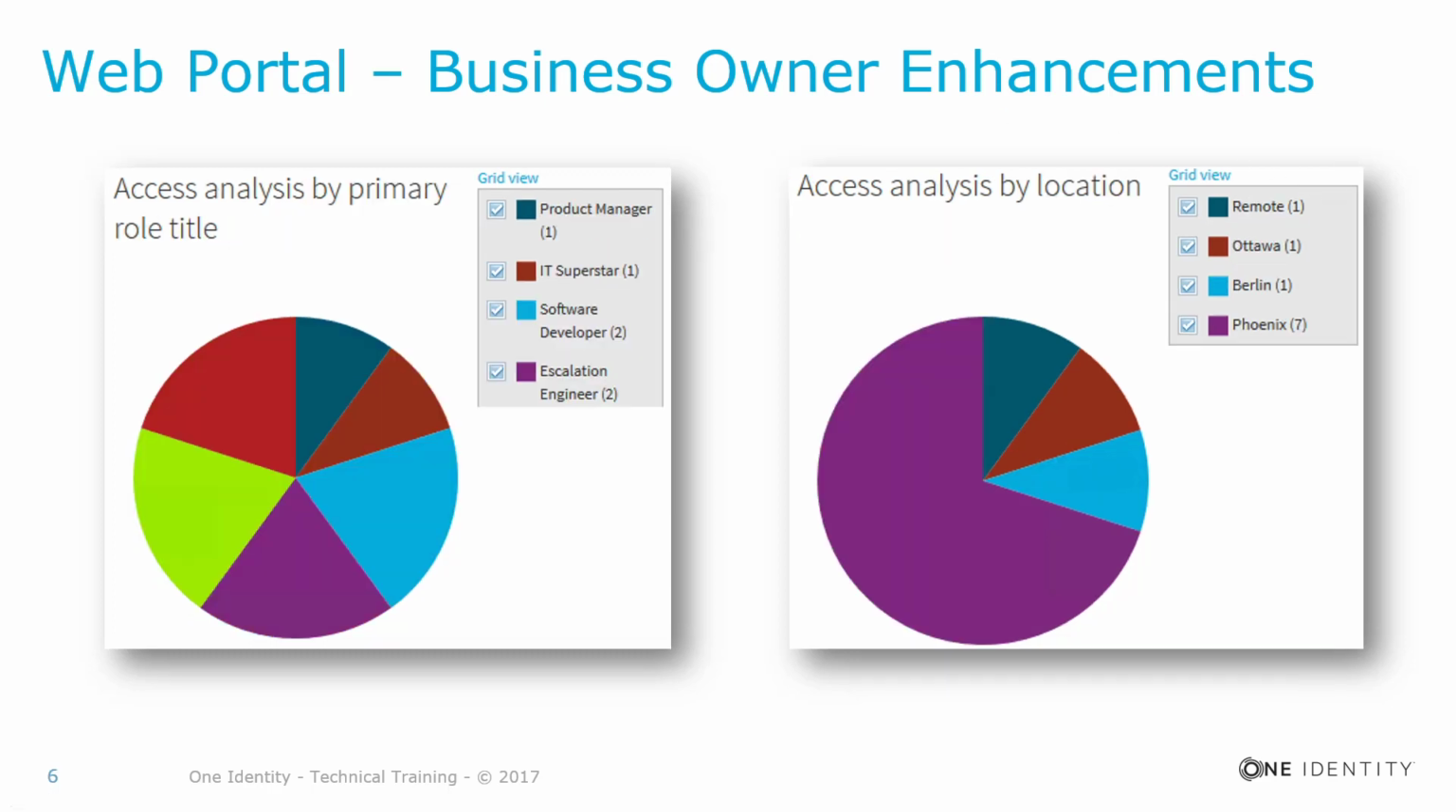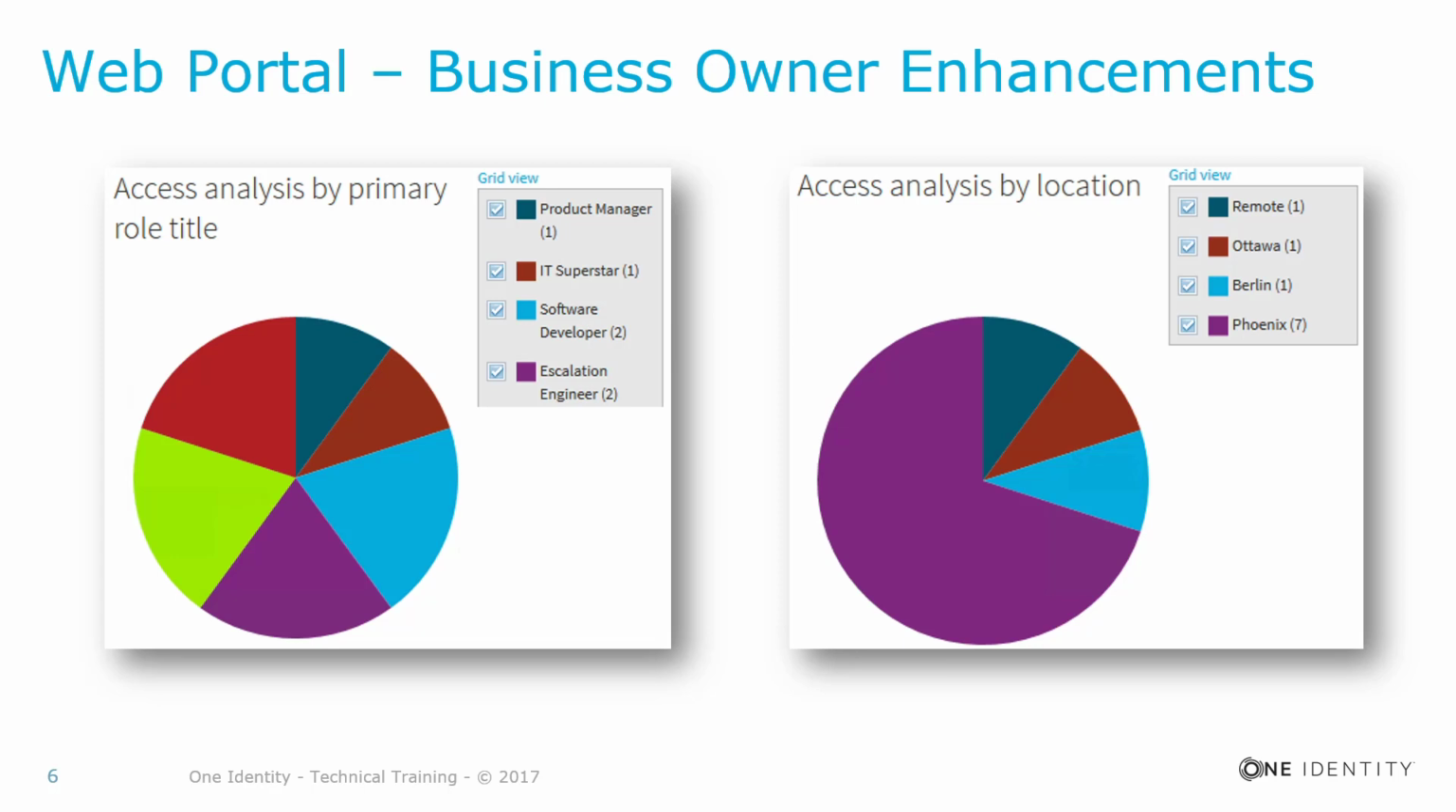These charts within access analysis provide some more information that's interesting to the business owner. The first one there, access analysis by primary role title. Now, this one requires the business role module to be installed as part of Identity Manager. So if you don't have that, then you won't see this particular chart. But if you do, and if the employees have business roles associated with them, then this chart will show up.